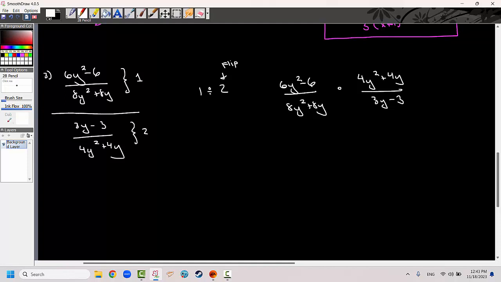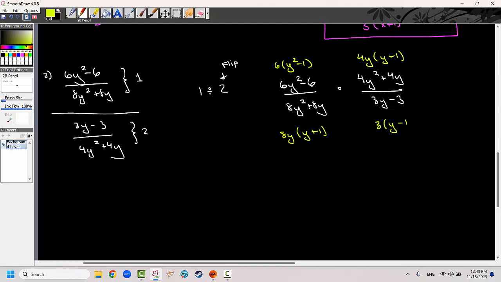So at this point, if you'd like to pause and finish up the problem, please feel free to do so. I will go ahead and continue moving forward. On the top, I'll switch to yellow. I've got factoring out of 6 giving me y squared minus 1. On the bottom left, I'm going to factor out an 8y giving me y plus 1. Top right, factor out of 4y gives me y plus 1. Bottom right, 3 parentheses y minus 1.